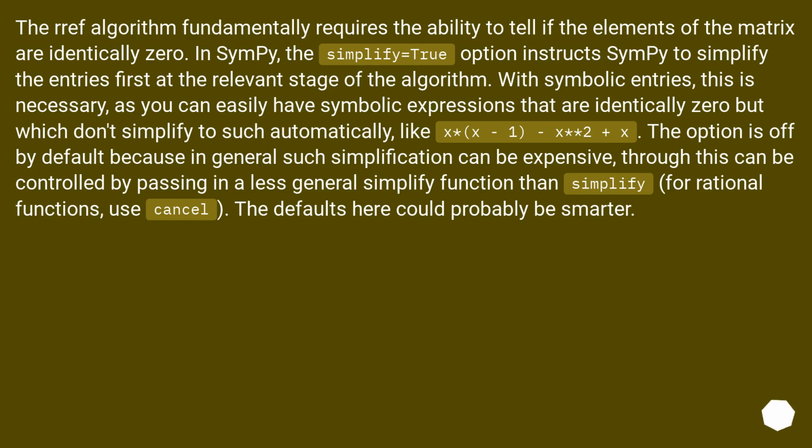The option is off by default because in general such simplification can be expensive. This can be controlled by passing in a less general simplify function than simplify. For rational functions, use cancel. The defaults here could probably be smarter.